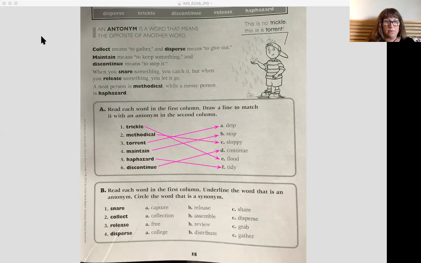All right, let's see what we've got now. Read each word in the first column, underline the word that is the antonym, the opposite, and circle the word that is the synonym. Okay, so snare, when we look back up here, to snare something means to catch it. So the opposite of catching would be to release it, right? So snare, and we're going to underline the antonym. That's release.